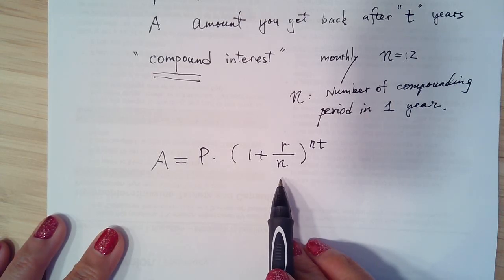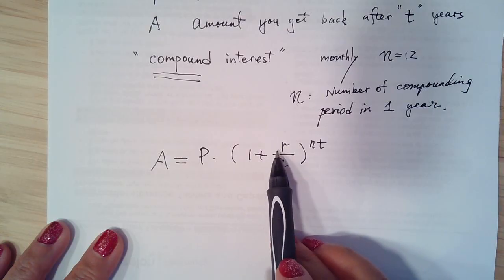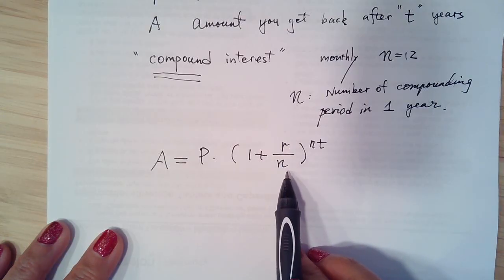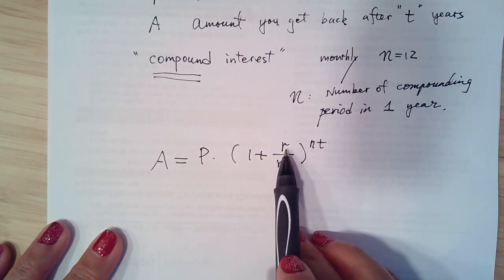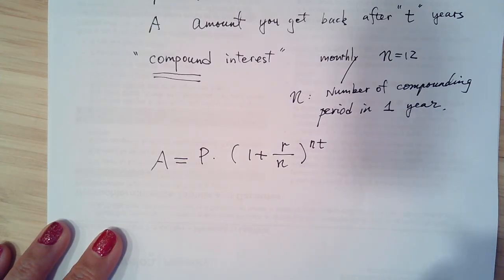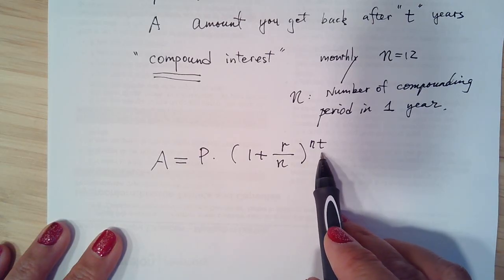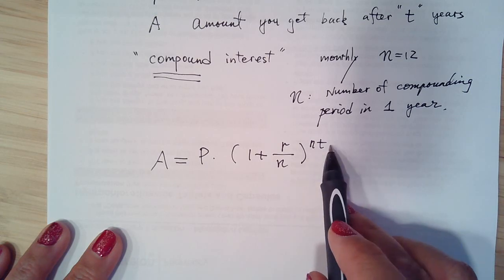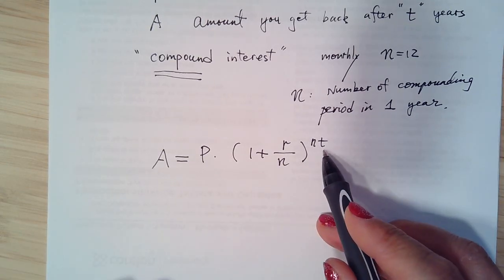Now, think about n equals 12. That's compounded monthly. R over 12: starting from the annual rate, you divide it by 12, and you get the monthly rate. And this is what you should have at the beginning, your principal. After 1 month, you earn r over n this much interest. And then this n times t, where n is 12 and t is the number of years, is how many compounding periods there are in the whole time of t years.